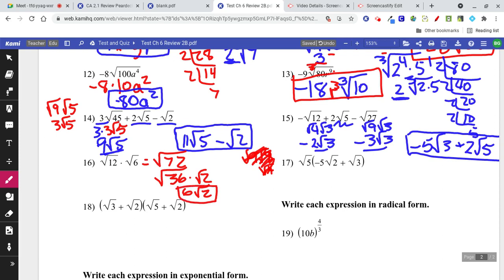17, distributive property. Let's distribute. Remember, you can multiply those square roots, so you get -5 times the square root of 10, and distribute here, you're going to get plus square root of 15. There's nothing more we can really do. Those aren't like terms, you can't combine them. 15 and 10 don't break down.